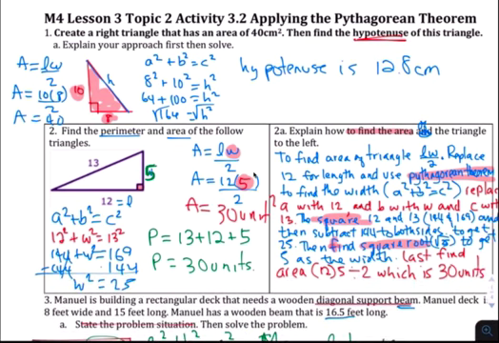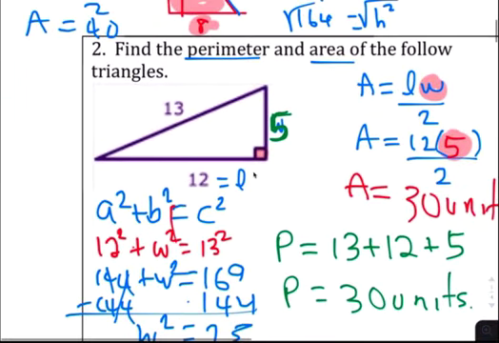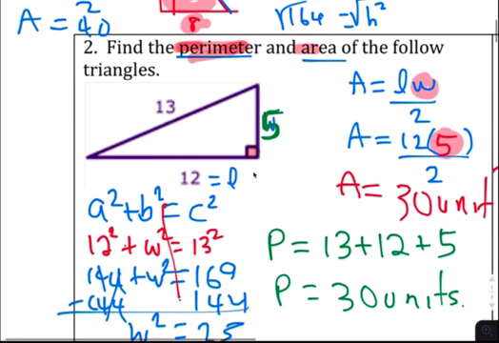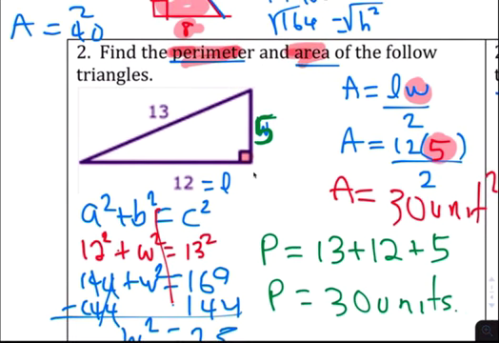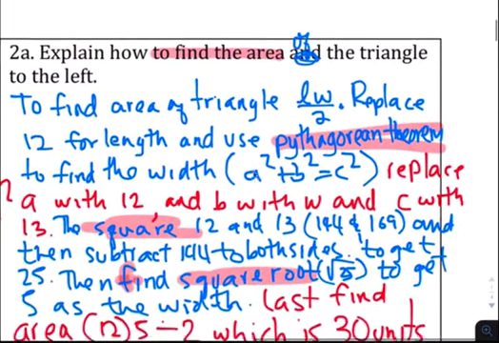Number two, different classes I do different problems. They're asking you to find perimeter and area. We'll start with perimeter, or in this case I started with area, and I noticed that W is missing right here, so you have to do Pythagorean Theorem. I started with area because I explained how to find it first.